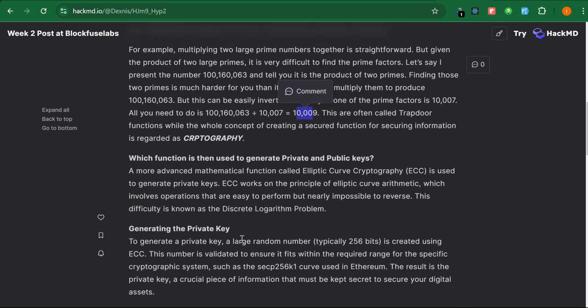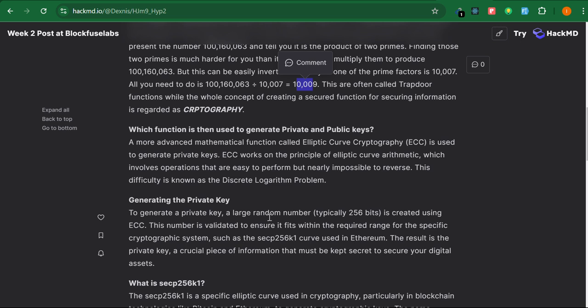Okay, so it is done such that, look at it, to generate a private key, a large random number, typically 256 bits, is created using ECC. Remember, ECC stands for what? Elliptic curve cryptography. Okay, so this number is validated to ensure it fits within the required range for the cryptographic system, such as the SECP256K1 curve used in Ethereum. The result is the private key, a crucial piece of information that must be kept secret to secure your digital asset.